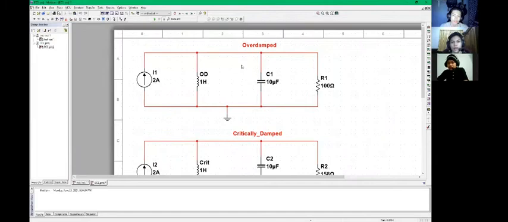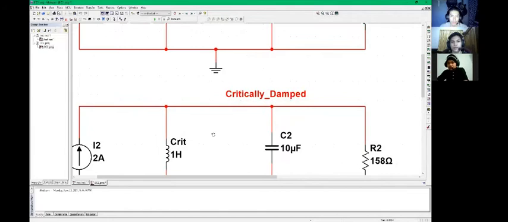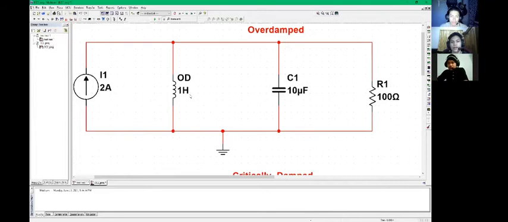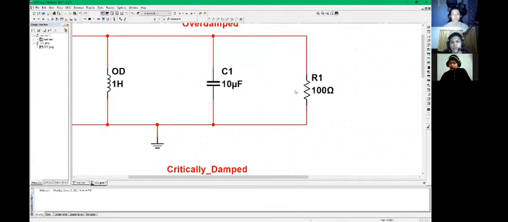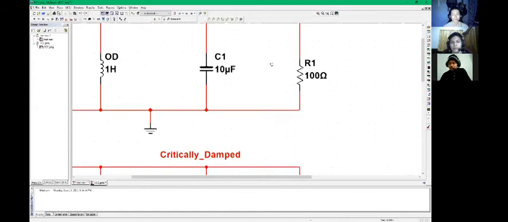For these three circuits, we use the same values of inductor and capacitor, which are 1 henry and 10 microfarad. We only change the value of the resistor, where for overdamped we use 100 ohm, critically damped 158 ohm, and lastly underdamped 600 ohm.